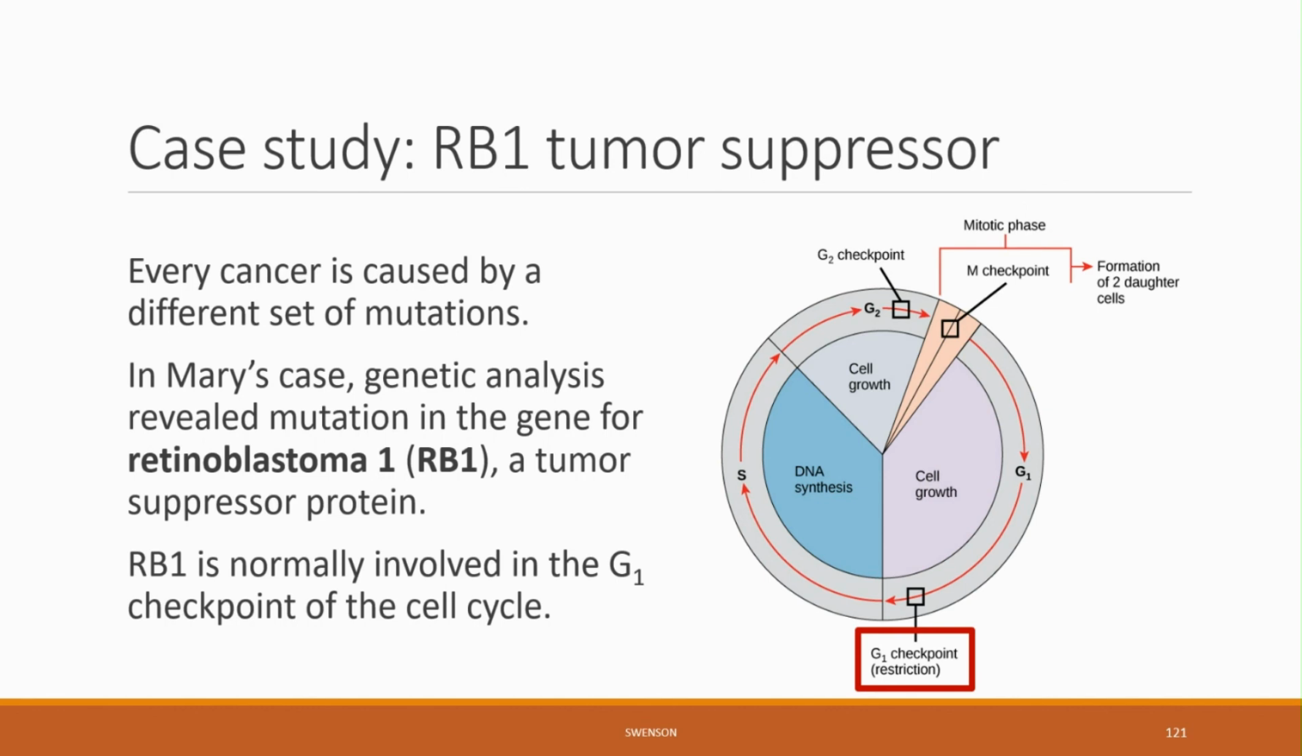And if this retinoblastoma 1 is not working properly, cells that should not be going into S phase are going into S phase. And this leads to somewhat uncontrolled growth. And that's kind of what cancer is.